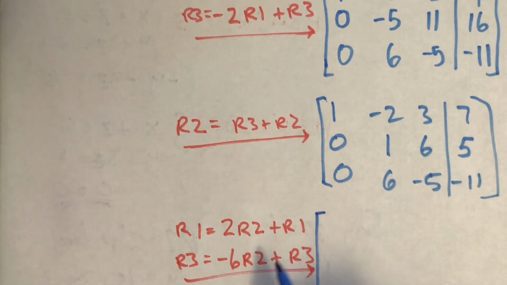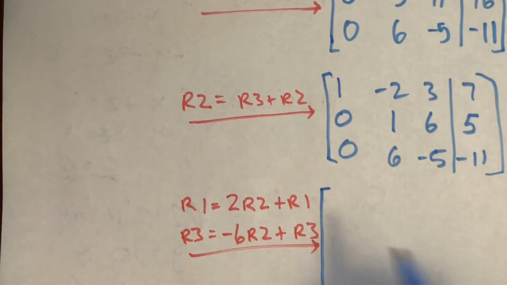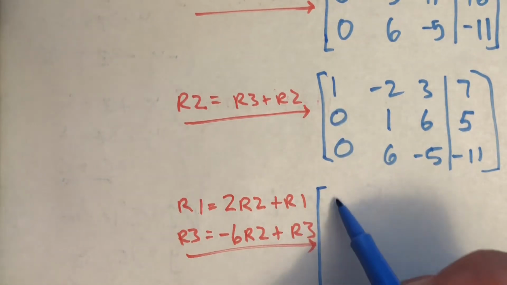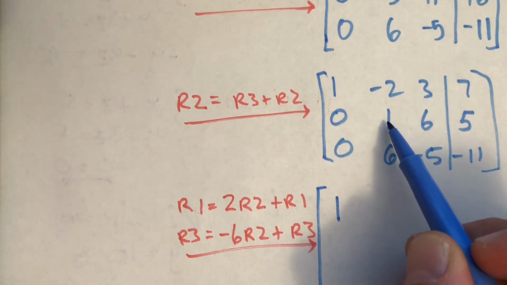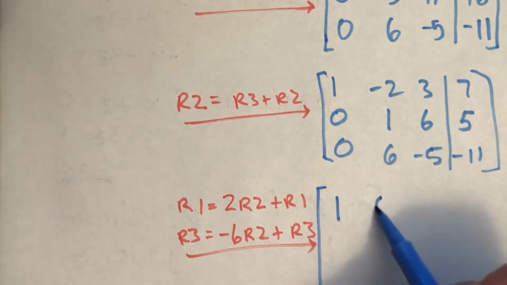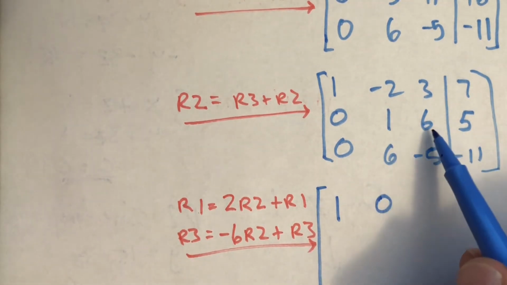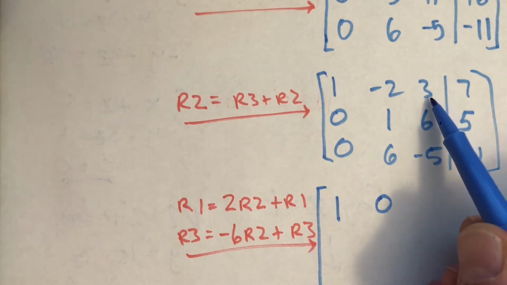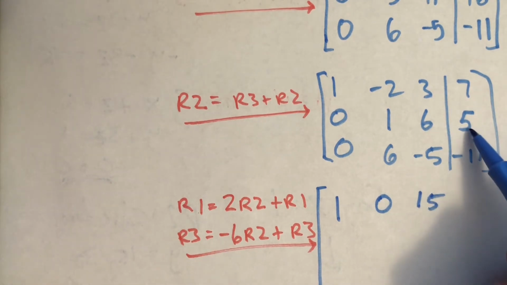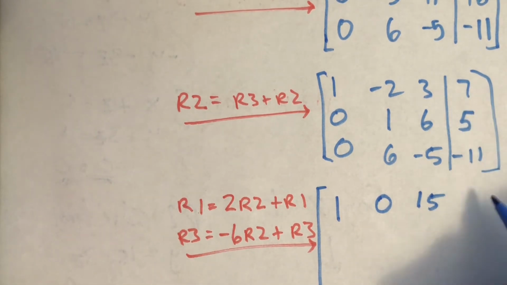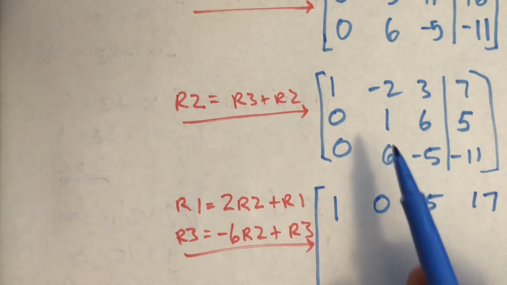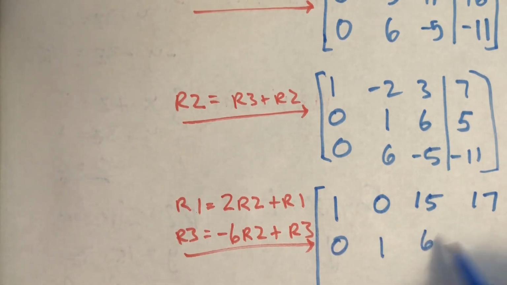All right, so row 1 is getting replaced with 2 times row 2 plus row 1. So 2 times 0 plus 1 would be 1. 2 times 1 is 2, plus -2, that's 0. So we got a 0 there. So that did what we wanted. 2 times row 2 is 12 plus row 1. So 12 plus 3 would be 15. And then we've got 2 times row 2 is 10, plus 7 would be 17. Okay, and now row 3 is the next one we're going to change. We're not changing row 2. We're leaving that be. So I got a 0, 1, a 6, and a 5.